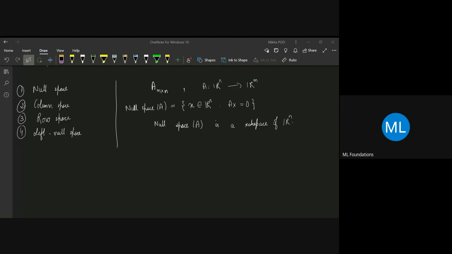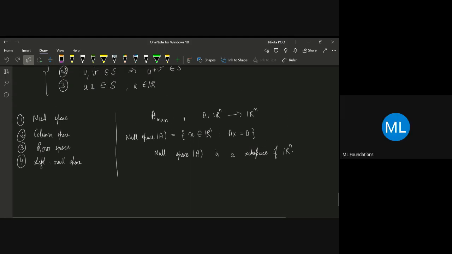Yeah. So you're asking the question why this is a null space of Rn. Why is it a subspace of Rn? Yeah, this is all the column vectors where it is not spanned by the independent vectors from the column.